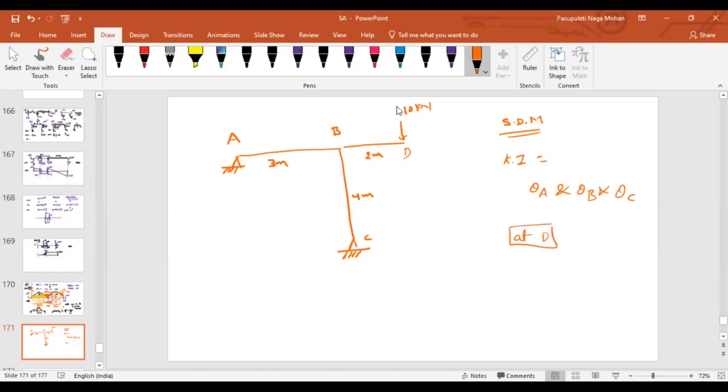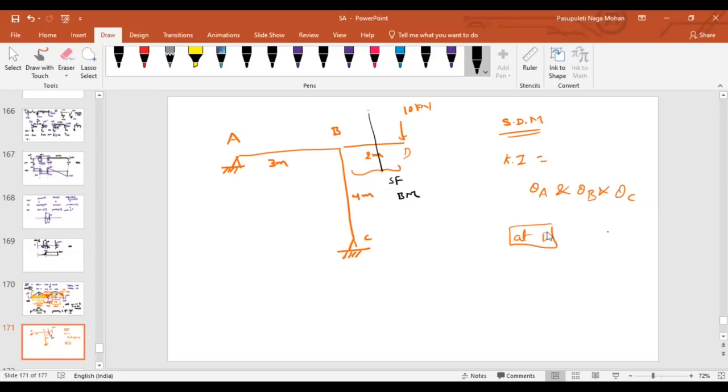We will have ambiguity at this portion only. At the end of the day, what are we finding? Final end moments, isn't it? Yes, sir. Now, if you look into the portion BD, is it a determinate portion or an indeterminate portion? That means, if I take any section, can I find shear force and bending moment?